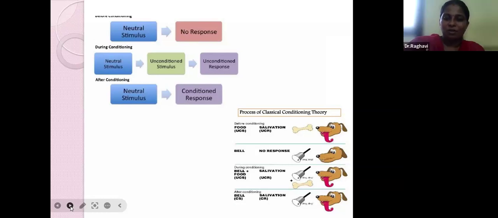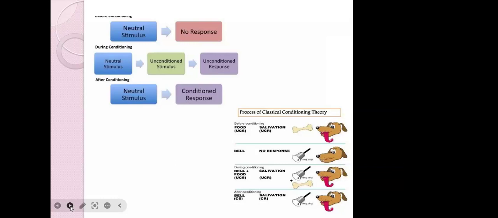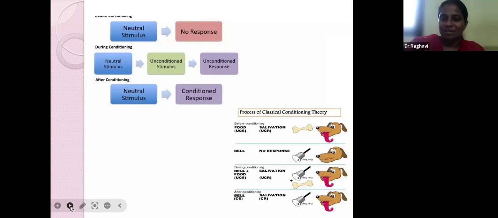Okay. So how many of you know the story of dogs salivating when you ring a bell, show a bone? Anybody with me who has read this in organizational behavior? It's Pavlov's theory. Exactly. So that is a quick example of what this is.